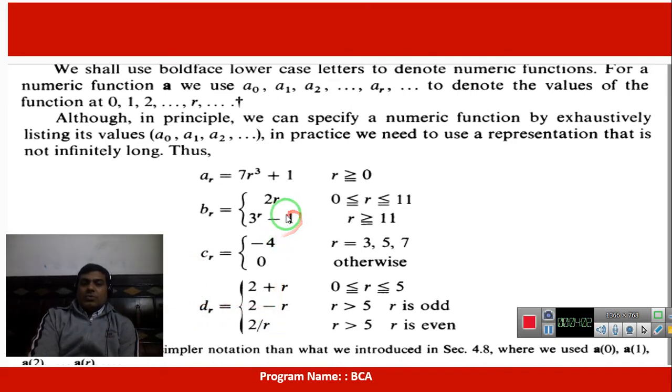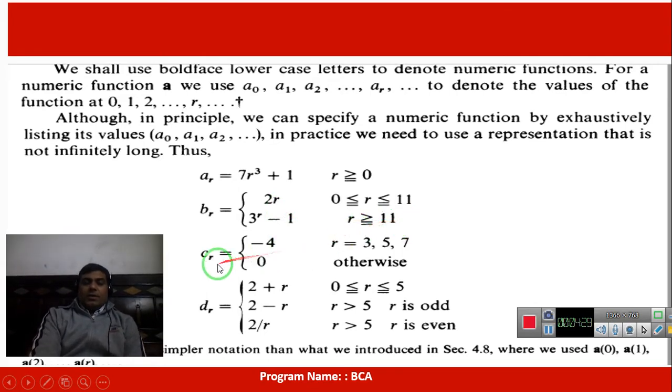Okay. So if R lies between 0 and 10, this function will work. If R greater or equal 0, then this function will work. But I think something is wrong here, because if R equal to 11, then it is 22, but for R equal to 11, it will work out as 3 to the power 11 minus 1. It will not be equal to 22. So it should be greater than 22.